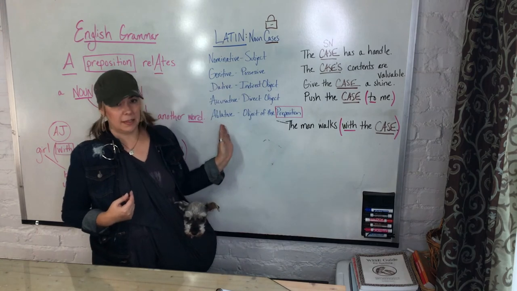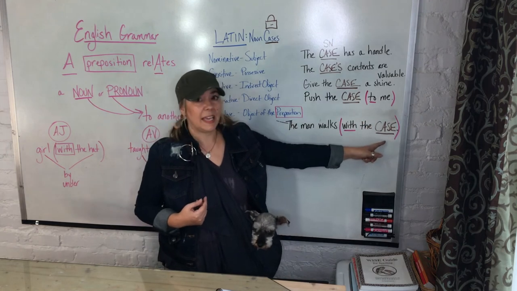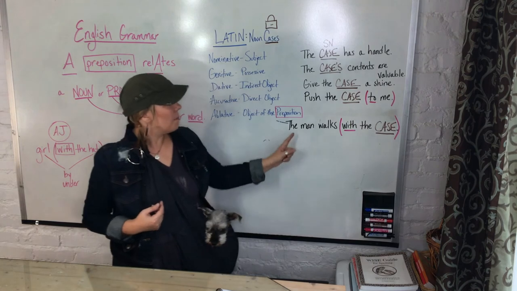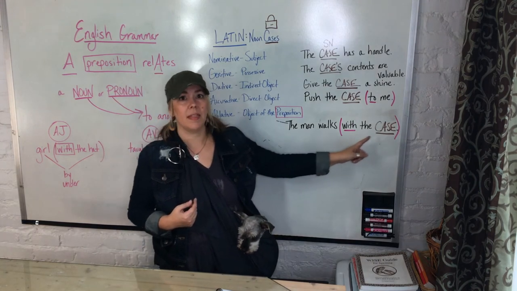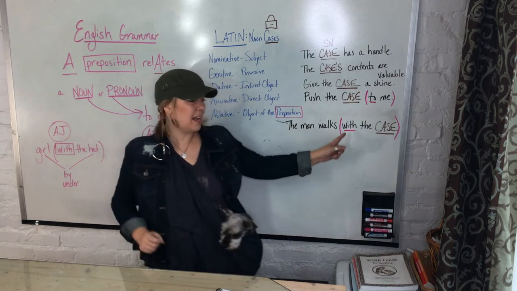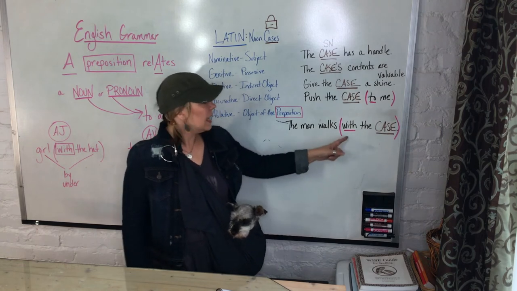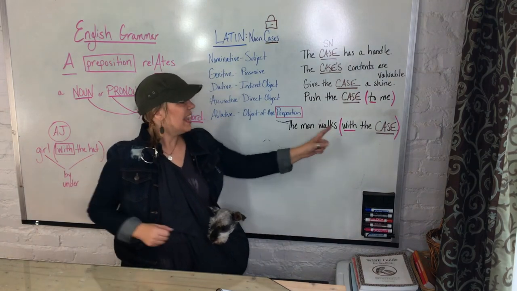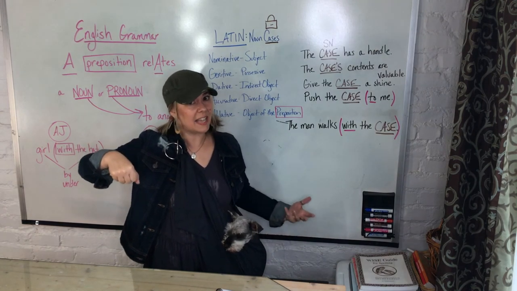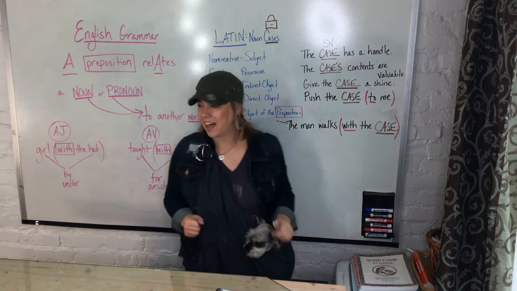And then ablative, object of the preposition, is right here. We put case there. Right here, me would be the object of the preposition. But here we're going to do it with case. The man walks with the case. So the preposition is linking it so you get understanding. He's not walking over the case or by the case or under the case or inside the case. He's walking with the case, and the case is the object of that preposition, with. Does that make sense? I hope you just learned something. I love this stuff, so you're going to get a lot of it.